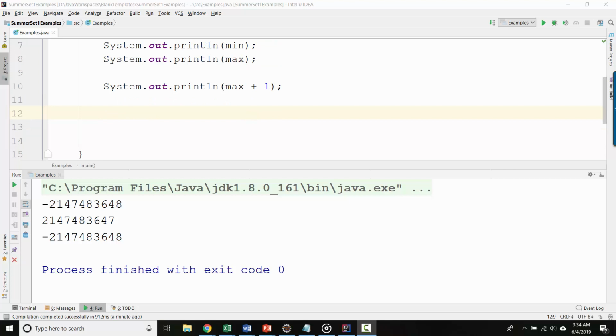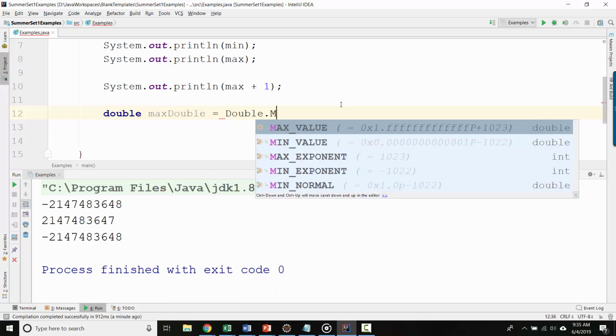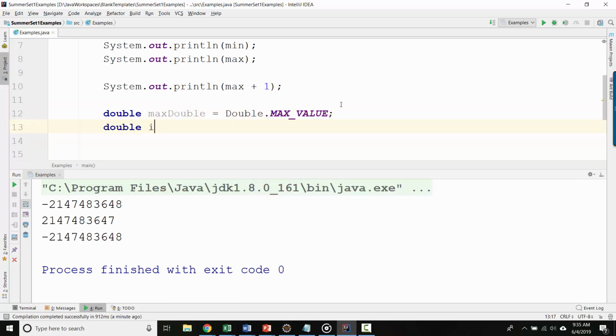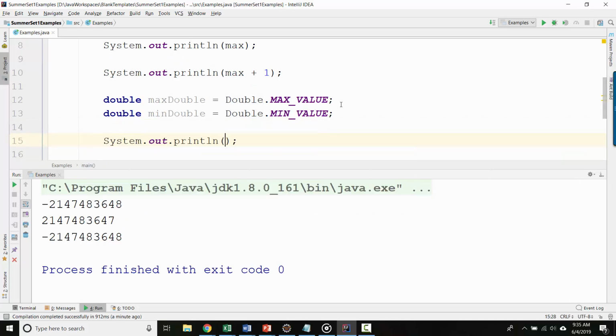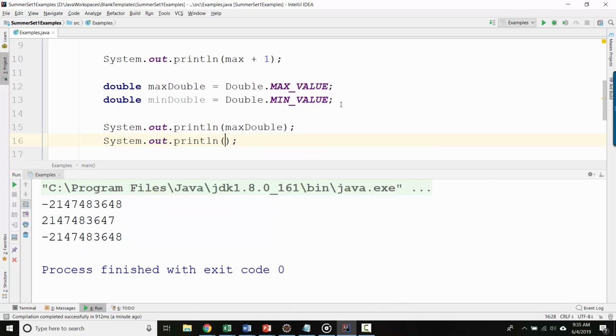Let's do the same thing for doubles. So I'll have double, what do I want to call it? maxDouble equals Double.MAX_VALUE, and we'll say minDouble equals Double.MIN_VALUE, and let's sout maxDouble and sout minDouble. Okay, running it again.